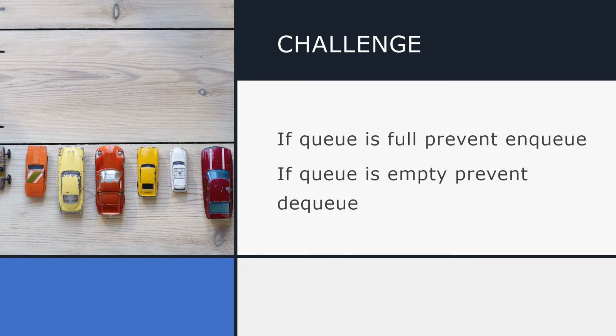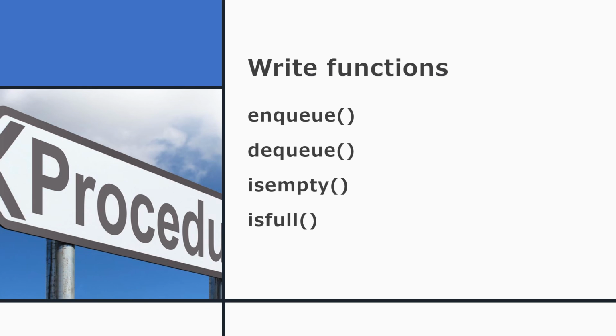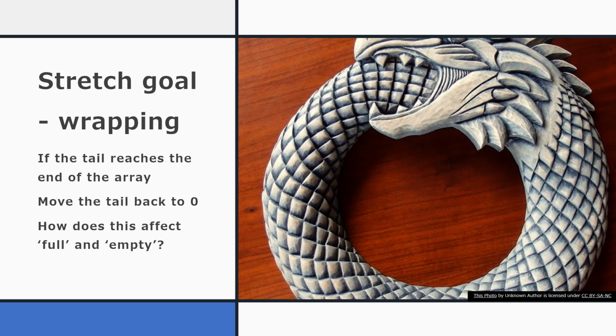So add some further code to your program. You should have enqueue and dequeue working. Amend that code so that if the queue is full, we can no longer add data. And if the queue is empty, we can't take data from the queue. More challenges on the next screen. Write functions to do all of these different queue activities, to enqueue, dequeue, and check if the queue is empty or full. And here's a final challenge that I'm leaving for the more confident programmers.